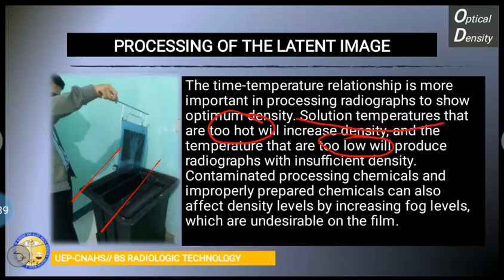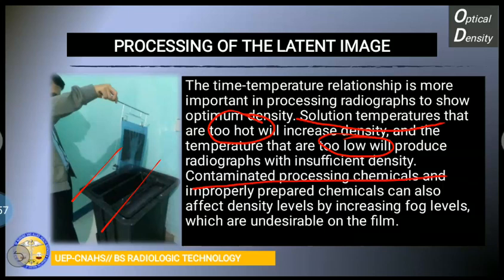Actually, yung 3 months na yan, medyo dudable na tayo kasi nga yung temperature. Kaya, mas maganda every month, change ka ng solution whether ginagamit or hindi. Yun. Diba? Another thing is yung contaminated processing chemicals.